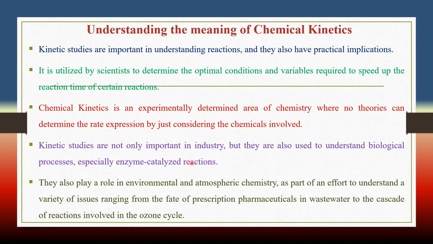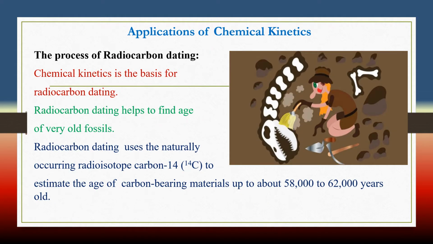It is not only important in industries, but it is also used to understand biological processes, especially enzyme catalyzed reactions. Chemical kinetics also plays a very important role in environmental and atmospheric chemistry as part of an effort to understand a variety of issues ranging from the fate of prescription pharmaceuticals in wastewater to the cascade of reactions involved in the ozone cycle. Now we are going to discuss some of the major applications of chemical kinetics, which you can see easily without doing any practical in the laboratory.